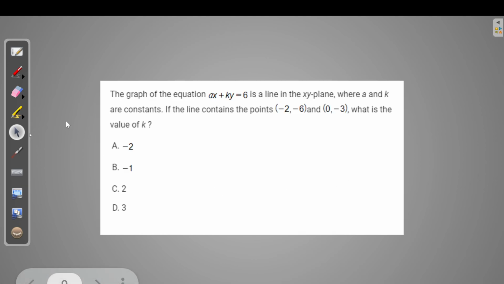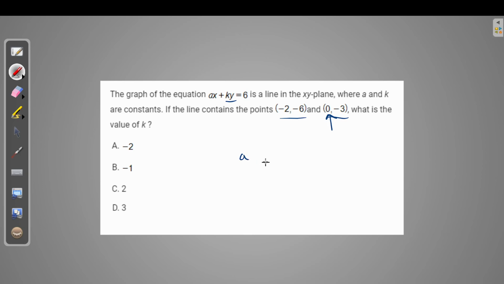Alright, for the final problem for today, the hard problem, it says the graph of the equation ax plus ky equals 6 is a line in the xy plane, where a and k are constants. If the line contains the points negative 2, negative 6, and 0, negative 3, what is the value of k? So usually, when it gives you 2 points, you're going to have to substitute both of them in. And the one you have to substitute first is usually the one with 0 in it. And this is primarily because you're trying to isolate one of the variables. In this case, it's k.